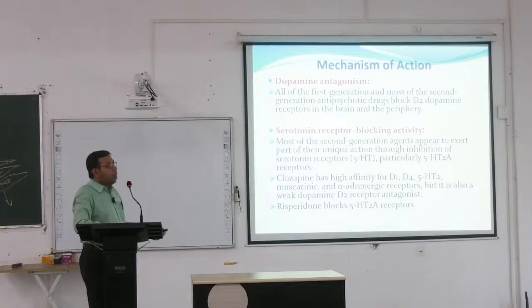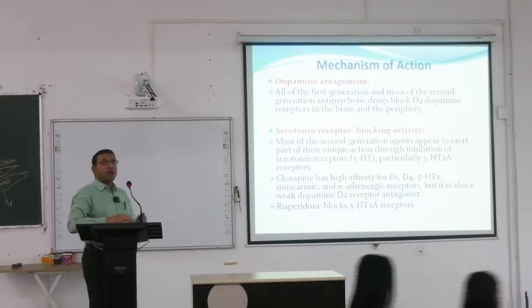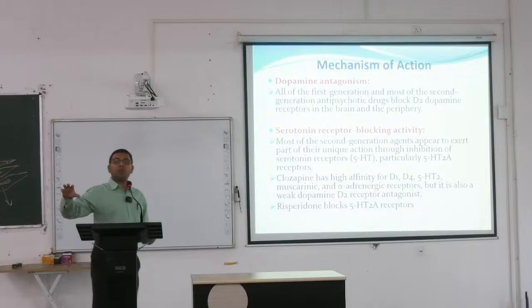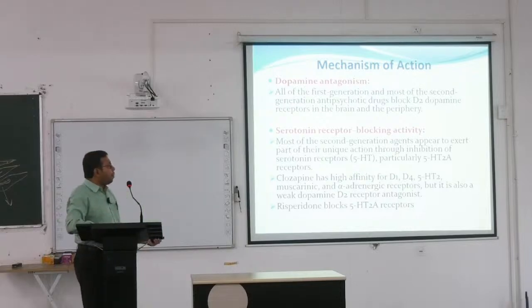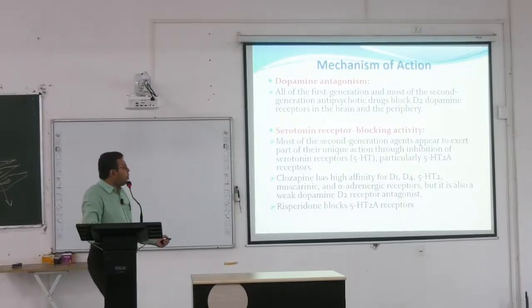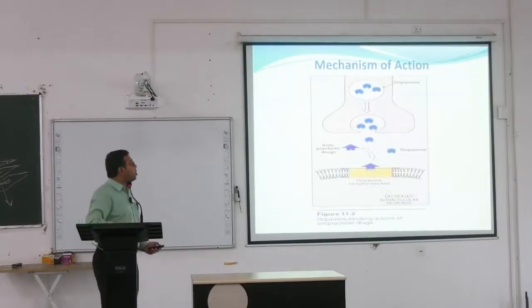These mainly block the dopamine D2 receptors in the brain and the periphery, and the different other drugs also act on the serotonergic receptors, particularly 5-HT2A receptors. Clozapine and other agents have different other activity also, because clozapine has high affinity for D1, D4, 5-HT2, muscarinic and alpha adrenergic receptors. Risperidone blocks 5-HT2A receptors. So these are the other receptors where these agents can act.